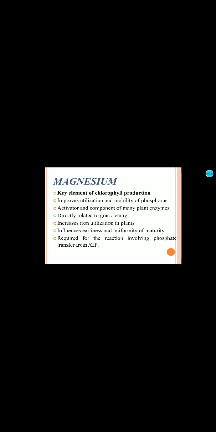Okay. Then magnesium. It is a key element of chlorophyll production, improves utilization and mobility of phosphorus, and is an activator and component of many plant enzymes. It is directly related to grass tetany. It increases iron utilization in the plant. It influences earliness and uniformity of maturity. It is required for the reactions involving phosphate transfer from ATP.